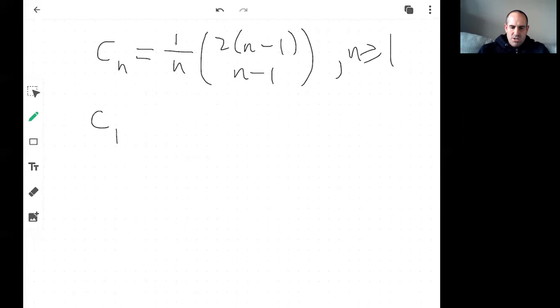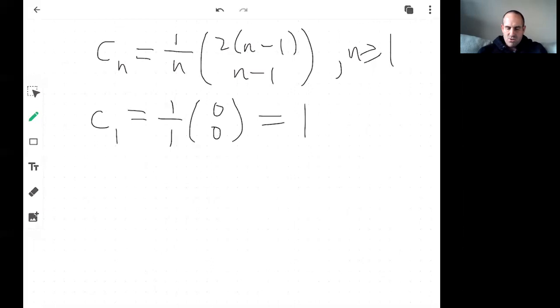What should C1 be according to this formula? We'll check it out. 1 over 1, 2 times 0, choose 0. How many ways are there to choose 0 objects from 0? Well, 1, you just don't do anything. So it gives the right answer even in the case of 1. What about 2? For n equal to 2, it's 1 over 2, and 2 minus 1 is 1, 2 times 1 is 2, so this is 2, choose 1. That's 1/2 times 2, which is 1.